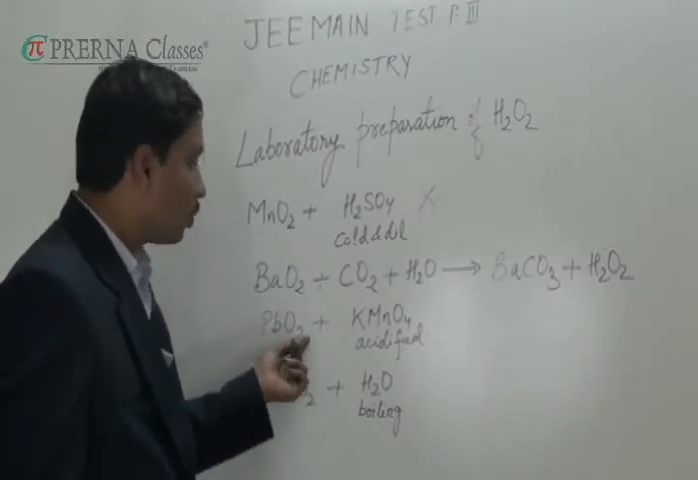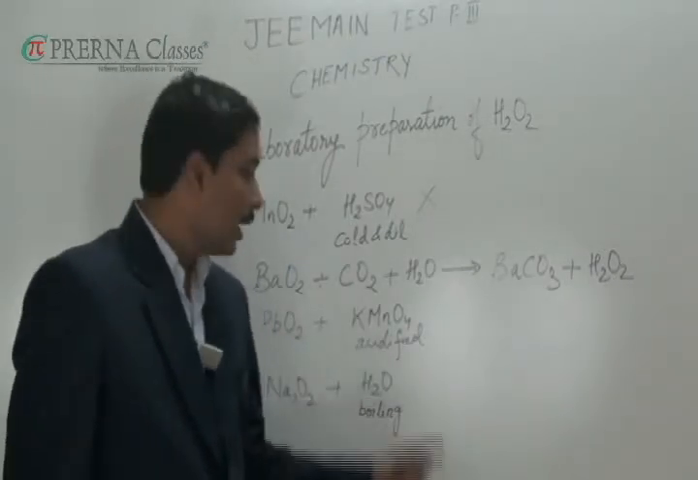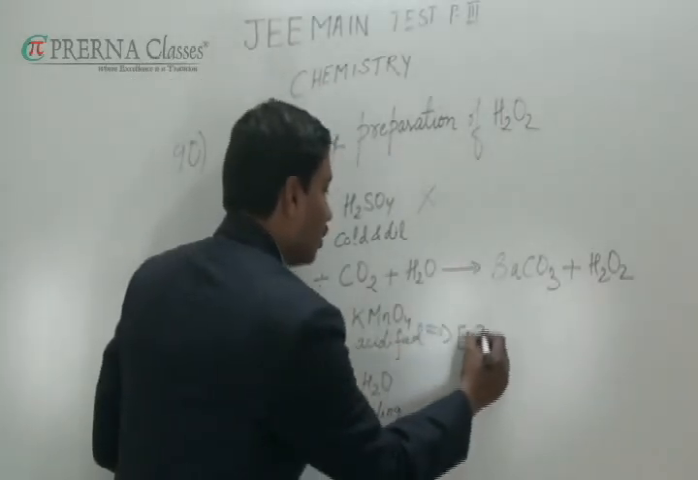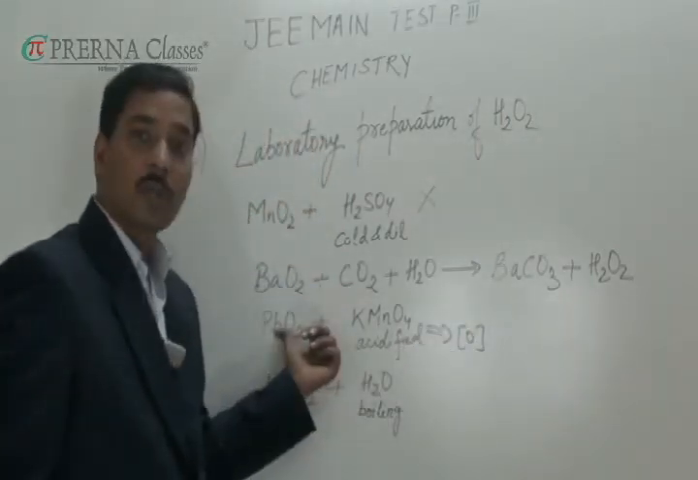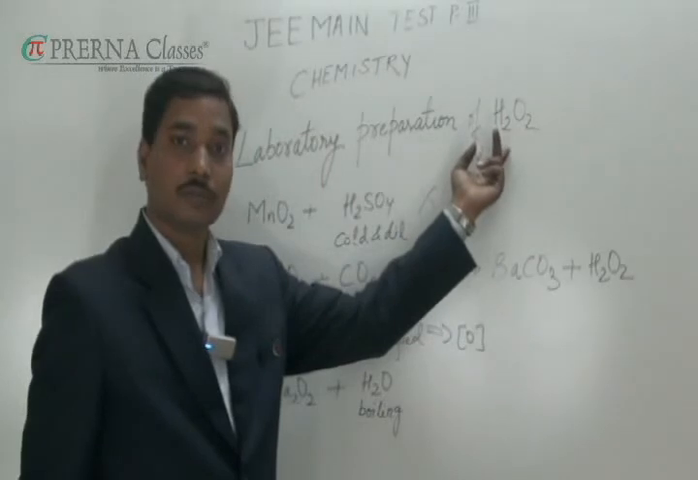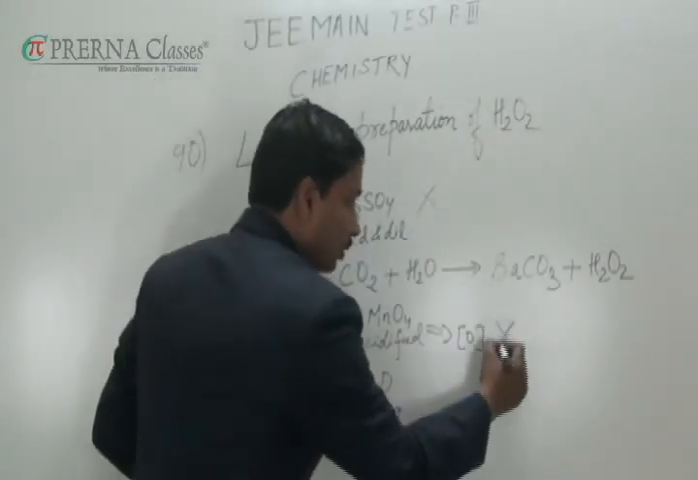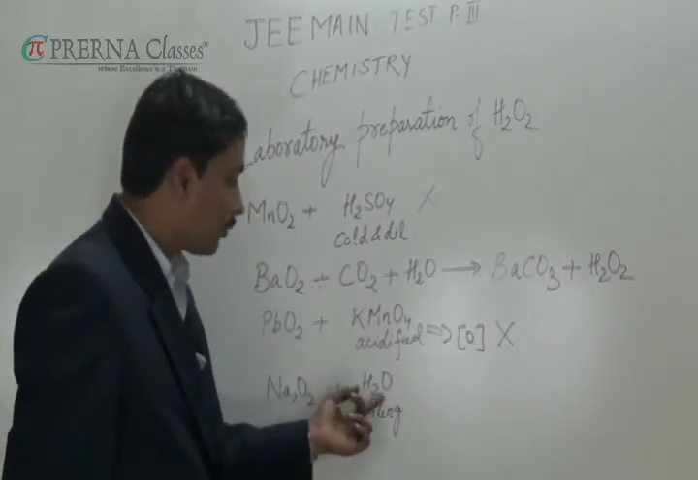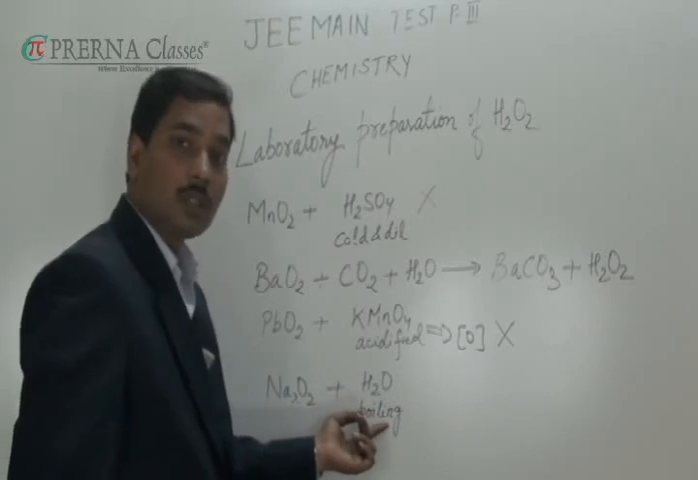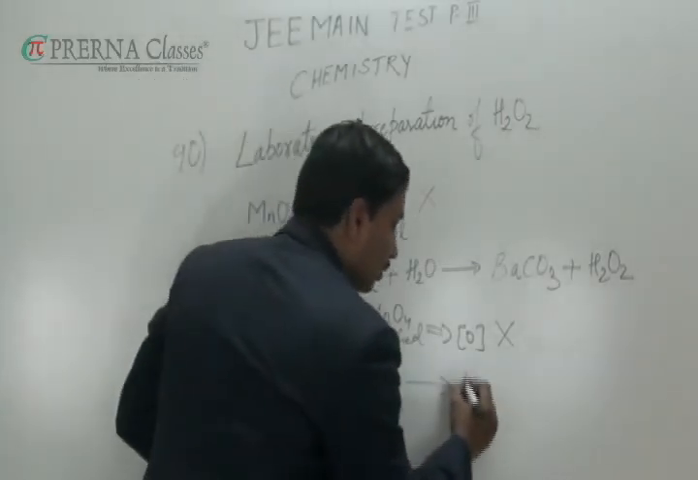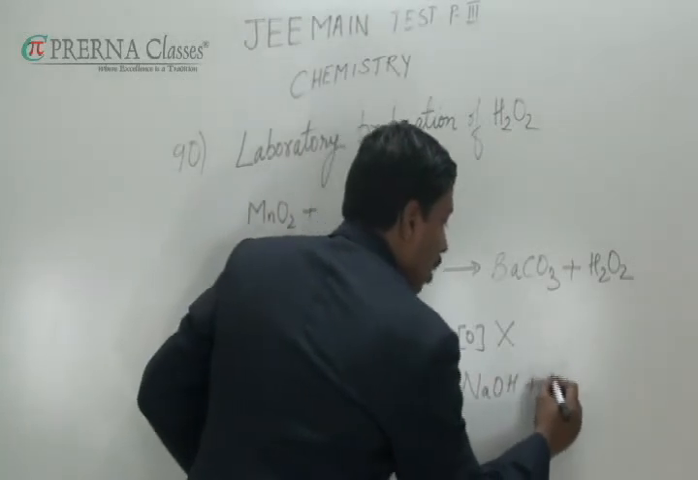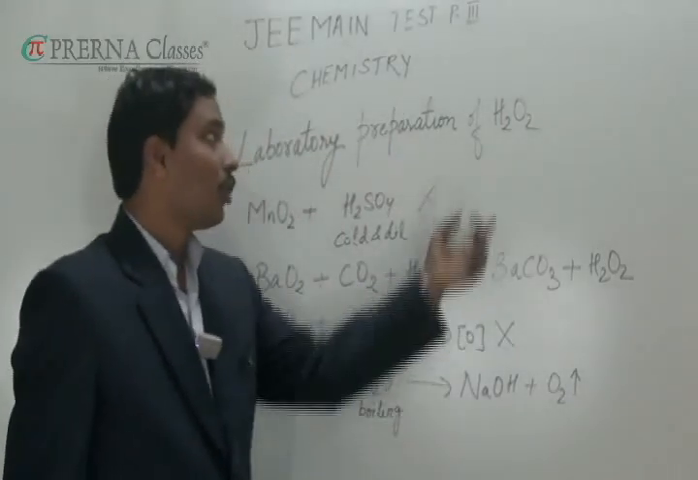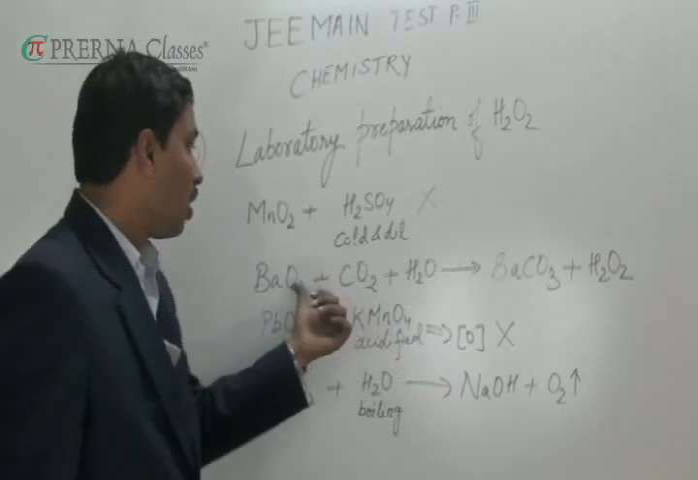Next one, PbO2 plus acidified KMnO4. Acidified KMnO4 will produce nascent oxygen, and this nascent oxygen can oxidize PbO2, but it cannot produce H2O2. So option C is also not possible. Option D, Na2O2, sodium peroxide, when reacted with boiling water will produce sodium hydroxide and oxygen gas is liberated. So this method is also not applicable for preparation of H2O2, therefore the answer is option B.